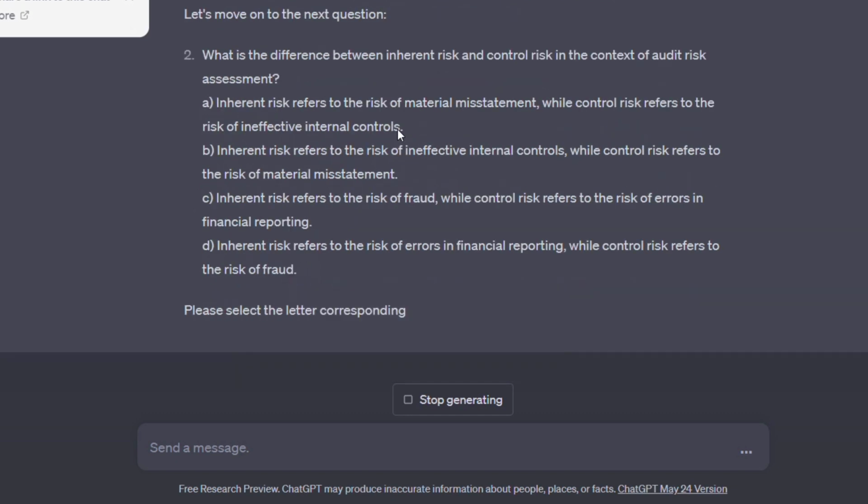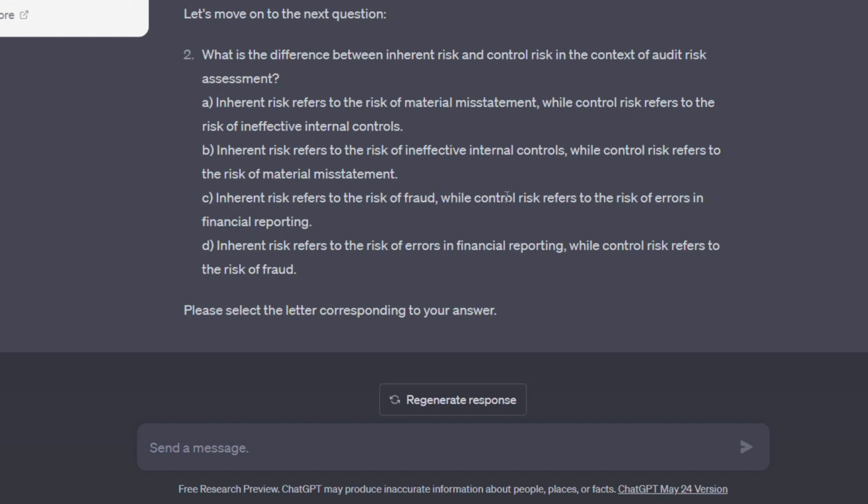What is the difference between inherent risk and control risk in the context of audit risk assessment? Inherent risk refers to the risk of material misstatement, while control risk refers to the risk of ineffective internal controls. Control risk is correct. The inherent risk here is not. Inherent risk refers to the risk of ineffective internal controls, while control risk refers to the risk of material misstatement. No, this is wrong. Inherent risk refers to the risk of fraud.